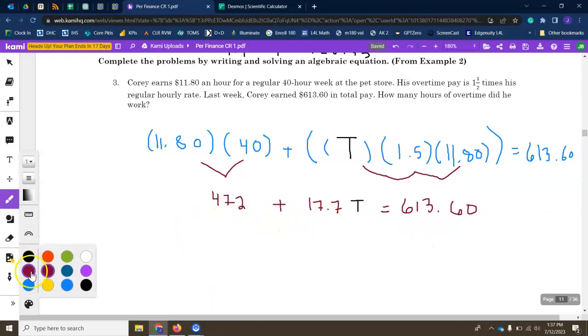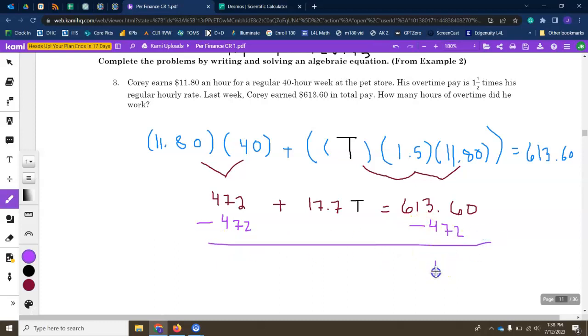We may now start balancing this equation by subtracting 472 first from both sides. $613.60 minus 472 equals $141.60. This has already canceled out. We're still left with 17.7T.